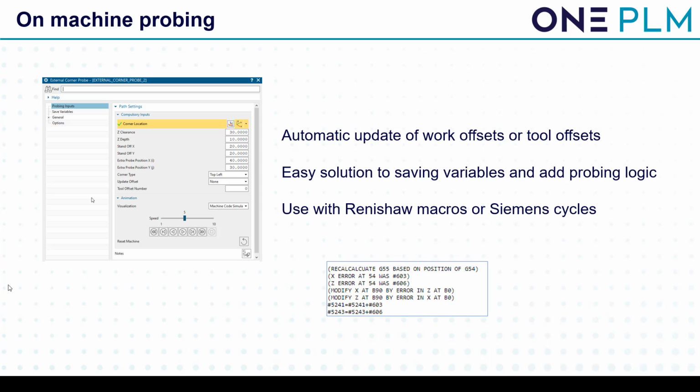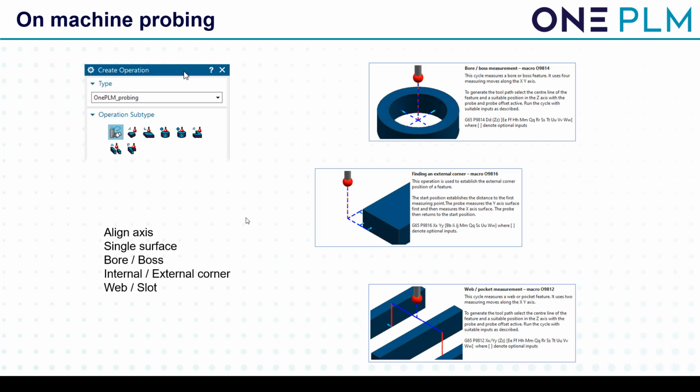Okay, so to sum up, we've looked at the different dialog boxes for the different operation types. We've looked at updating work offsets, tool offsets. We've looked at saving away variables and adding probing logic. And this can be used in both Renishaw macros and Siemens cycles. We've looked at the fact we can use a line axis, single surface, bore boss, internal and external corners, webs and slots.